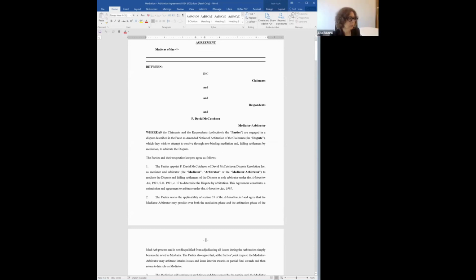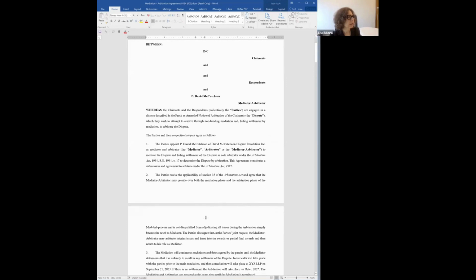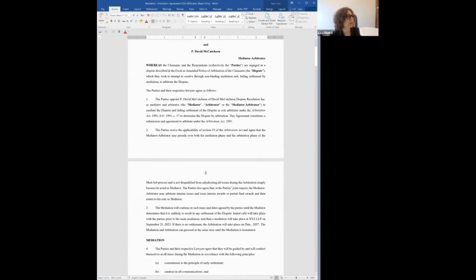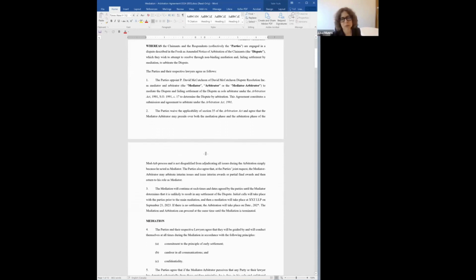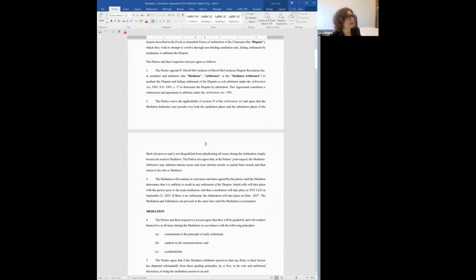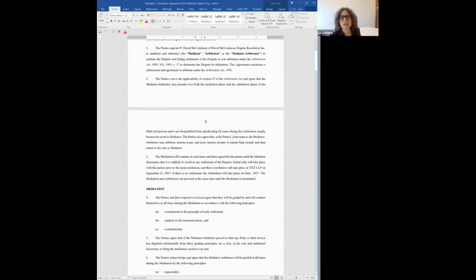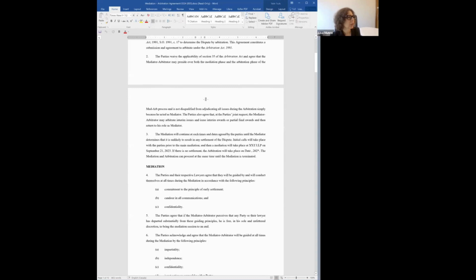Yeah. So if we look at, I'm just going to scroll through some of the paragraphs. You've got essentially the recital, which talks about the process that parties are engaging in. Then you've got some of the legal stuff, which is this is a resolution process that's consistent with the Arbitration Act. We've got that in paragraphs 1 and 2.